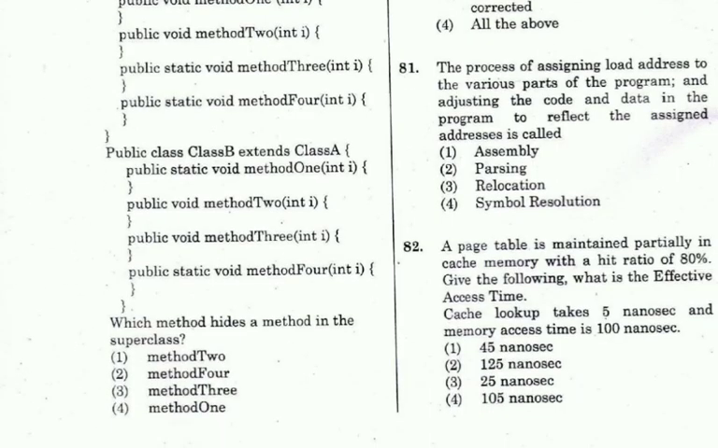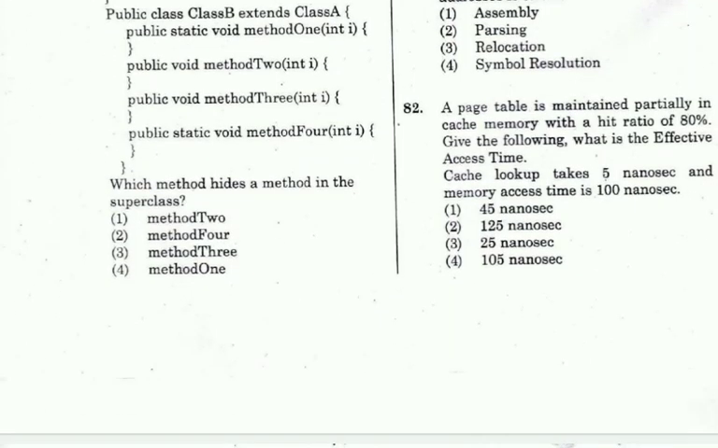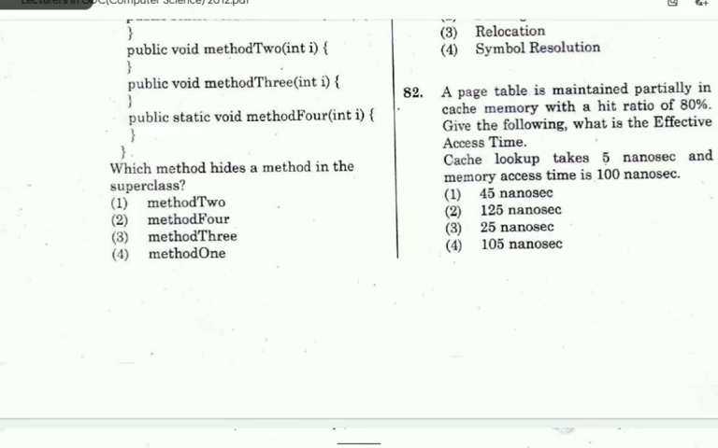A page table is maintained partially in the cache memory with a hit ratio of 80%. Given the following, what is the effective access time? Here cache lookup takes 5 nanoseconds and memory access time is 100 nanoseconds. So we need to calculate the effective access time here. Given the hit ratio is 80%, cache access time is 5 nanoseconds, and memory access time is 100 nanoseconds.